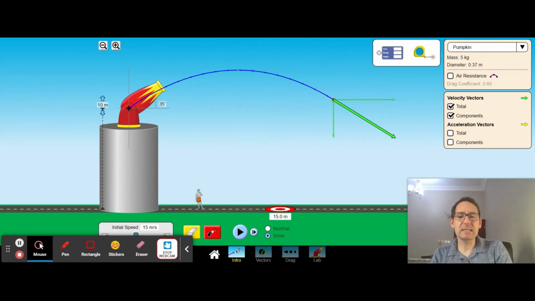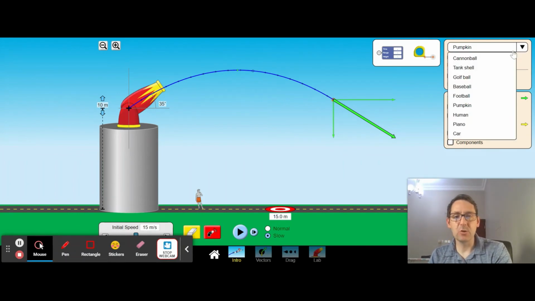All right, take some time. This app is a free app. It's by Colorado. You can access it. I've put it on the website. You can go click on it, play around with it. If you get tired of launching pumpkins, you can launch cannonballs or pianos or cars or whatever you want.